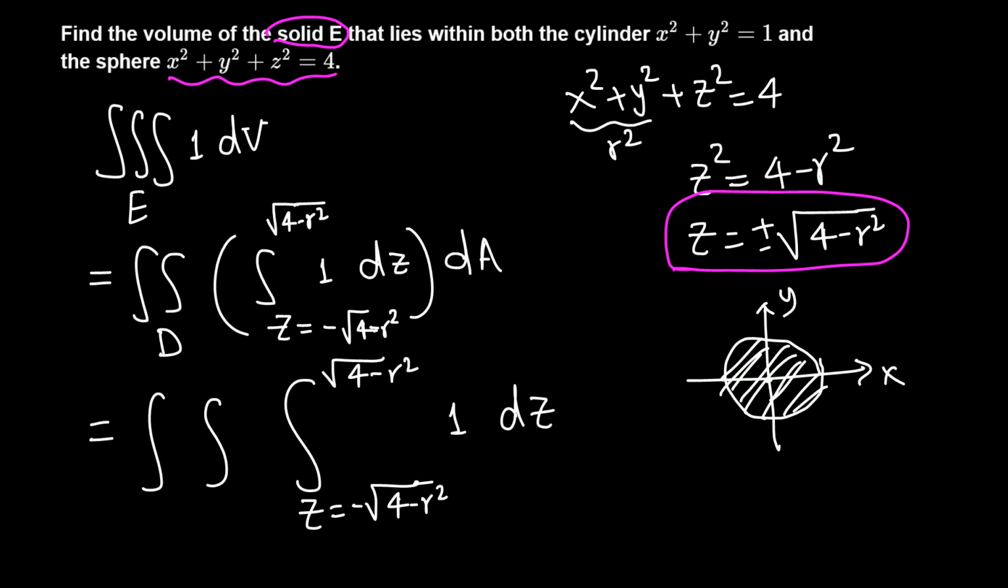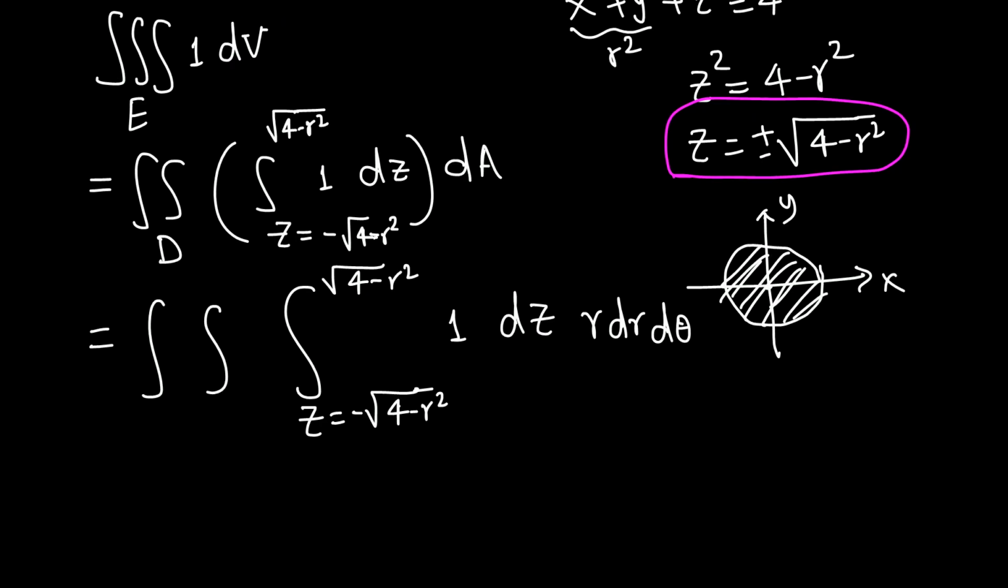Now we want to write this in terms of polar, that means r dr d theta. This is the region D, the projection of E in the xy plane, and it goes all the way around, so theta is 0 to 2 pi, and r goes from 0 all the way out to 1, so r from 0 to 1. Okay, let's evaluate this. First we want to integrate with respect to z.